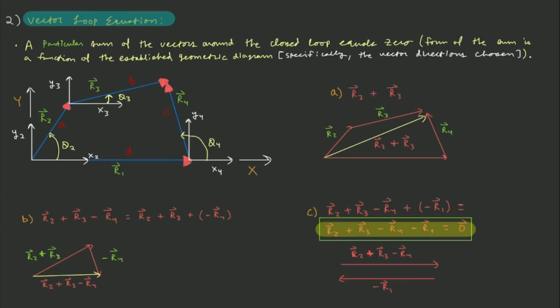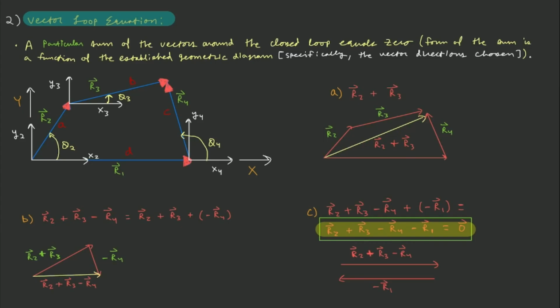The next thing we're going to look at is the vector loop equation, which is a particular sum of vectors around the closed loop equal to 0. The form of the sum is a function of the established geometric diagram, specifically the directions of the vectors that you've chosen. If we look at our geometric diagram and our arbitrary directions for the vectors, if we take R2 and add it to R3, we have this diagram right here. This is the sum of R2 plus R3.